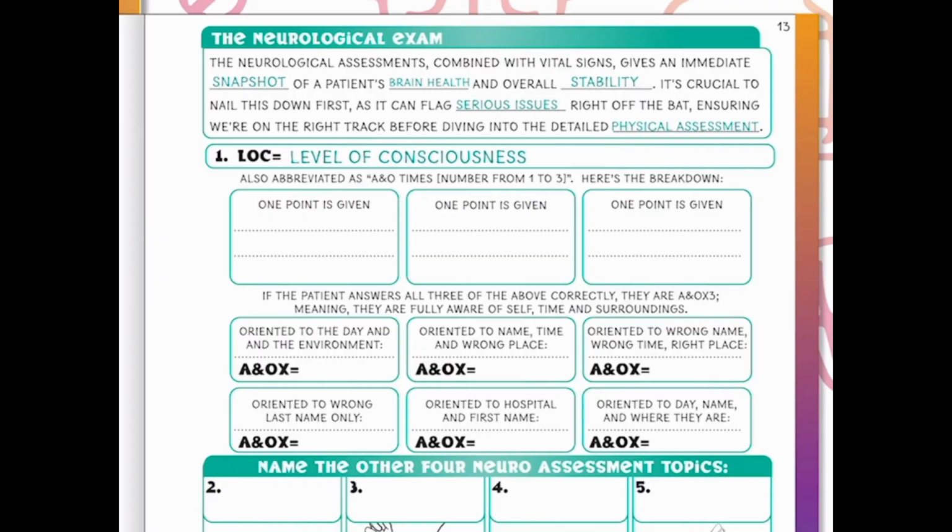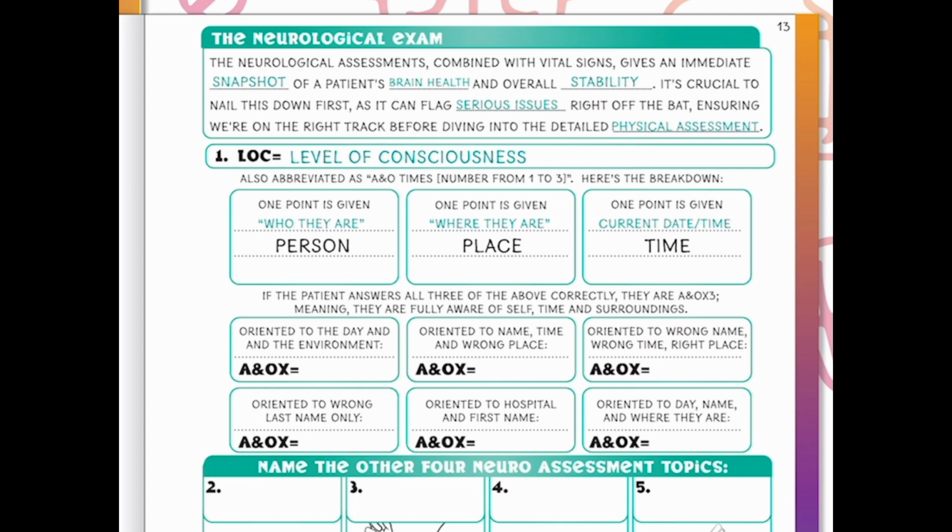So 1 point is going to be given if they're able to answer who they are. And this is being oriented to person. 1 point will be given if they can answer where they are. And this is going to be oriented to place. And 1 point will be given if they're able to answer the current date and time. This is going to be oriented to time. So we're going to do some practice questions below here.